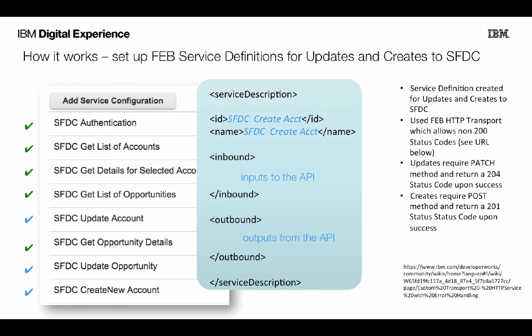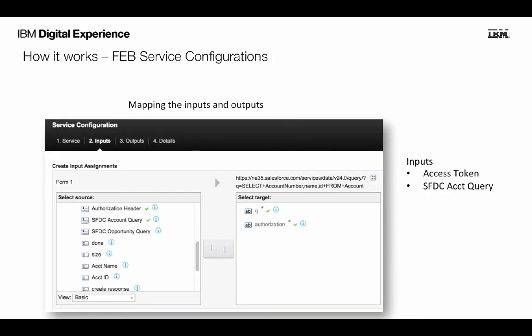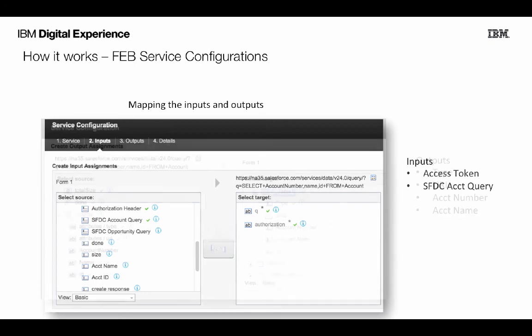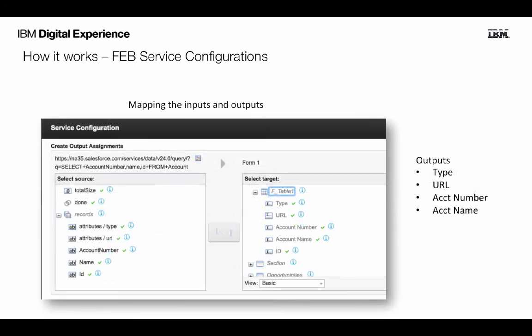And then the create is very, very similar, but instead of a patch, you're using a post, and the post returns a 201. And then once you have the service definition set up for the gets, for the creates and the updates, it's really just a matter of going in and mapping the items in the form to the inputs for the service, and going the other way, mapping the outputs from the service to the fields in the form that you want.